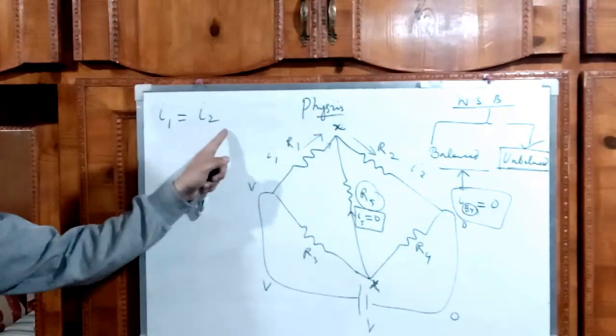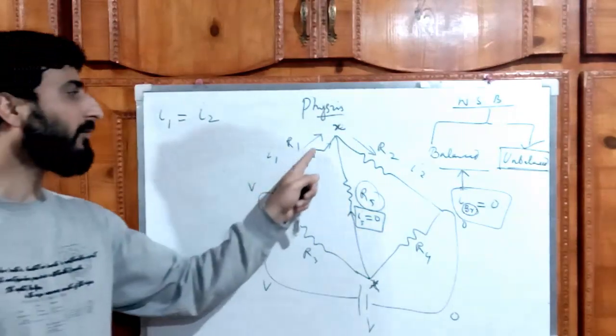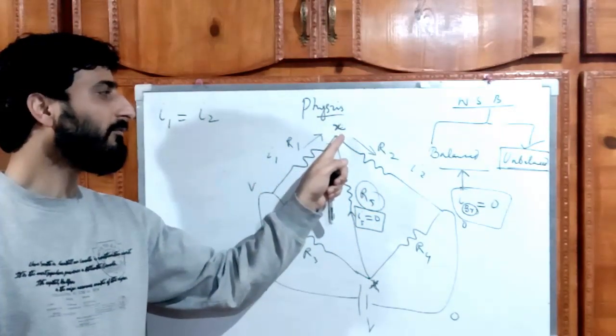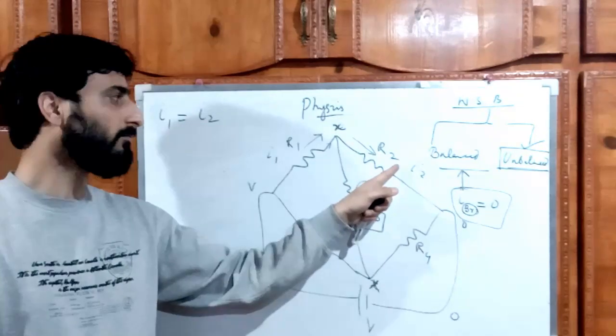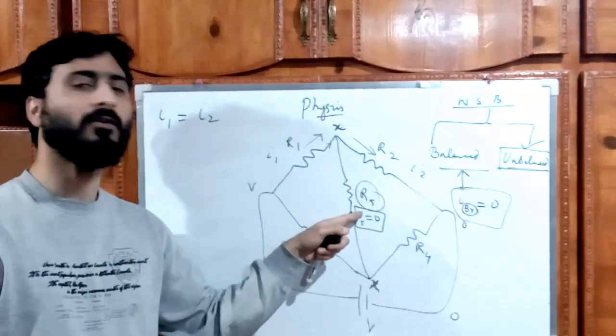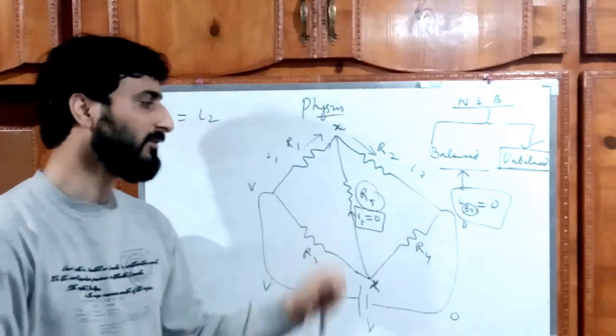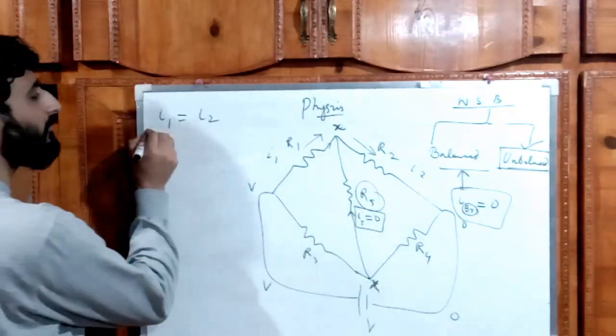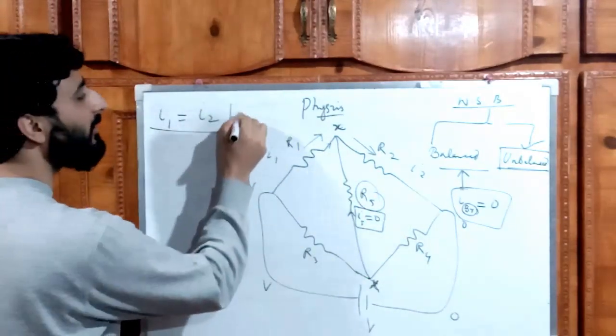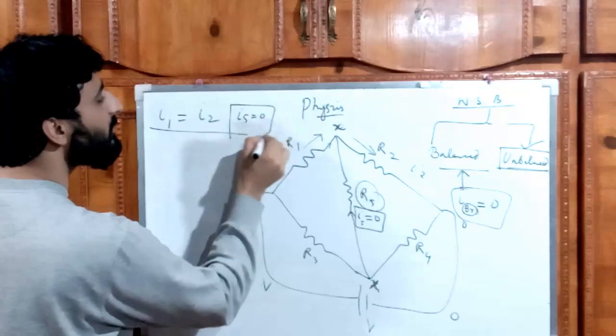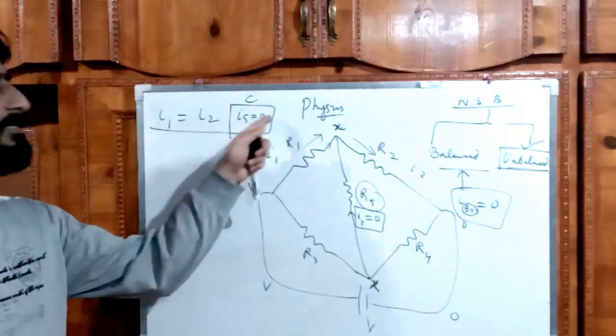Fine. Why? Because any amount of current flowing through R1 will flow through R2, and no part of that current will flow through R5. Because that's the condition. So this is only possible when I5 is equal to 0. So this is the condition: I5 is equal to 0.